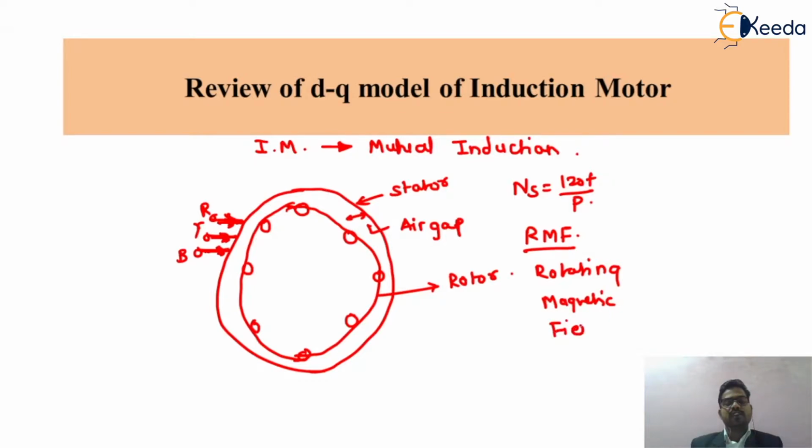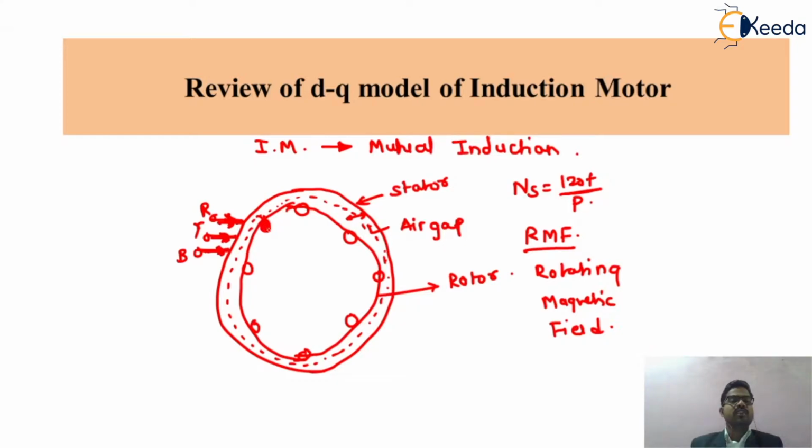So by means of this rotating magnetic field, the synchronous speed is produced. And what do we mean by the synchronous speed? It is the speed of your rotating magnetic field, that is Ns equals 120f upon P, where f is the frequency and P is the number of poles. Due to the presence of this rotating magnetic field, the flux will be produced in the air gap. We call it the mutual flux, and that flux will be induced in the rotor conductor.